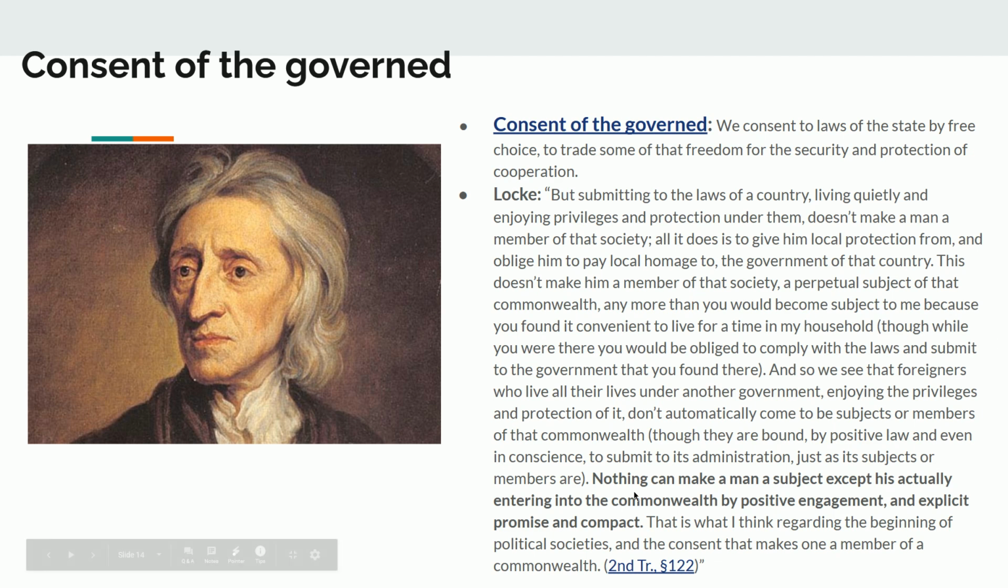So Locke here says, nothing can make a man subject except his actually entering into the commonwealth by positive engagement and explicit promise and compact. So Locke is very clear that there's a voluntary relationship in society, that I consent to the laws of society. Even though those are constraints on my freedom, I still consent to those laws because I rationally understand that I'm better off in society than I would be out in nature.